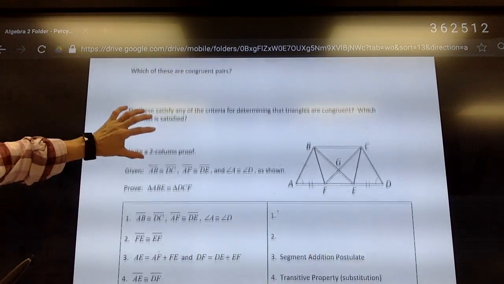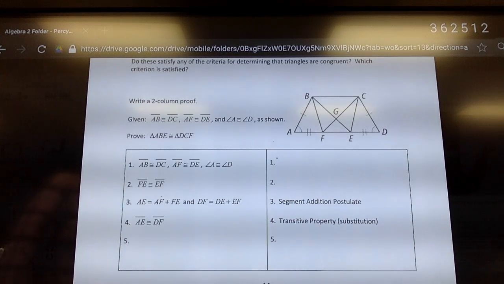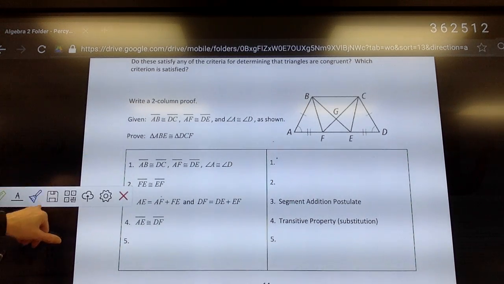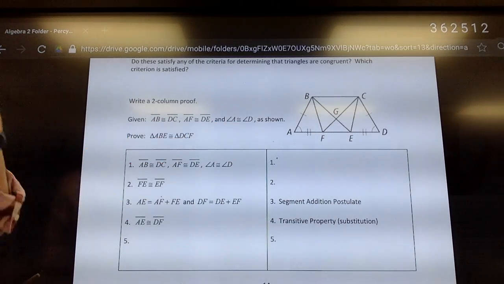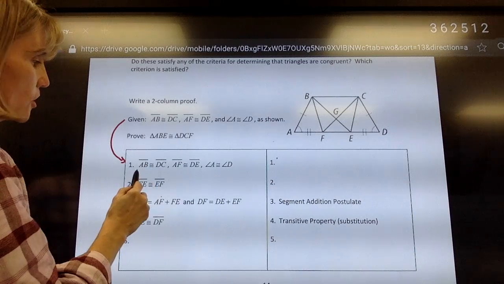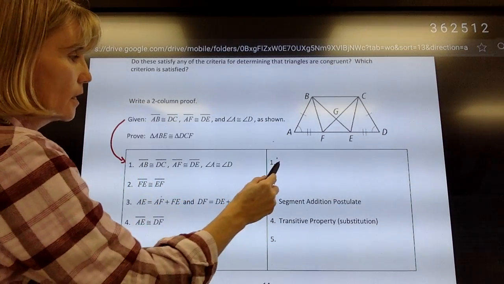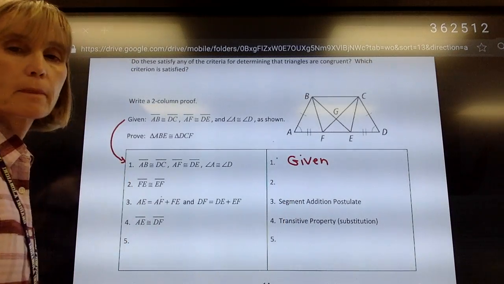Okay, let's look at the proof here. We are being asked to prove that two triangles are congruent to each other, and we're given a lot of information here. So again, we always want to start with the given information, and they just copied that down just as it is, and your reason over here would be, well, that's a given.